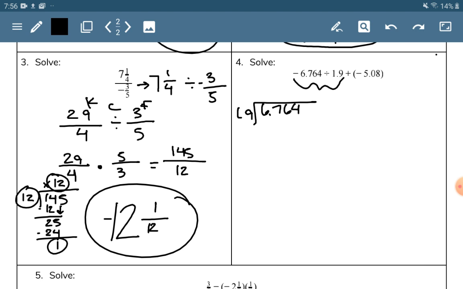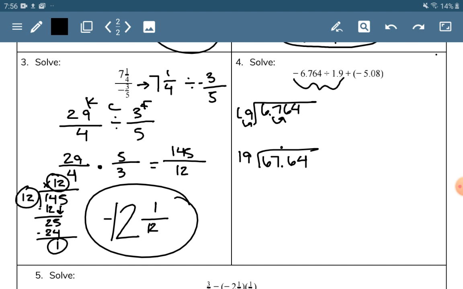As we practiced several times with decimals when we divide, we want to make sure that our outside number is a whole number. So I am going to move my decimal one time to make it a whole number, and that means I have to do it the same there. Now I'm dealing with 19 on the outside and 67.64 on the inside. I am going to bring my decimal up so I don't forget about it.